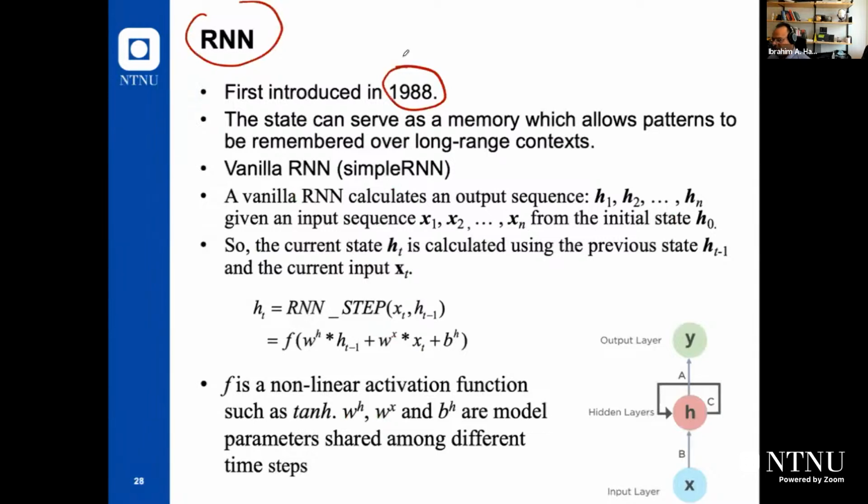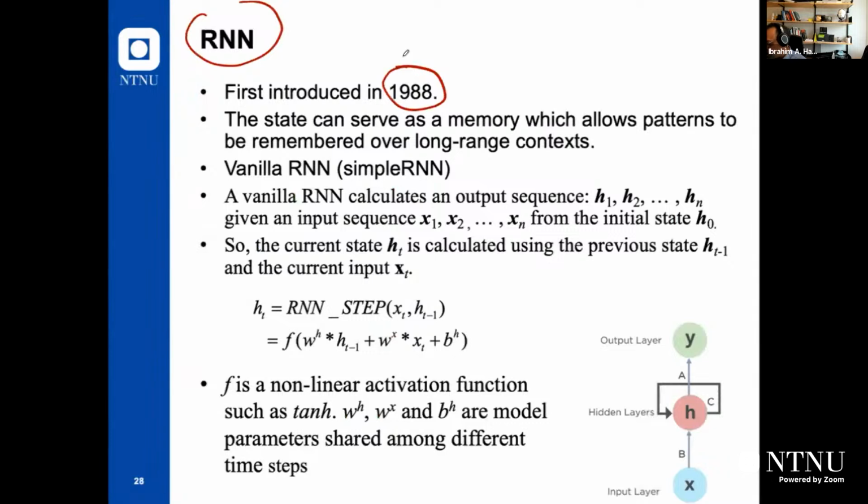So the idea of the RNN is that it can work with sequential data, and it has a memory which can memorize the context of the time series. For example, it could be a time series, it could be text. So we need to remember the context using this state. There are lots of versions of this RNN. The simplest one is called vanilla RNN, which is the simple RNN.